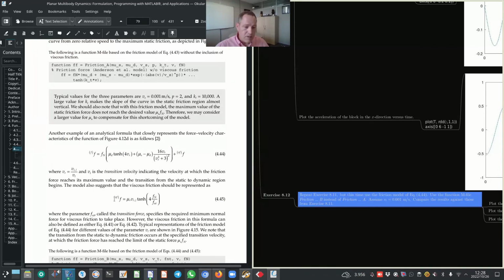And the way that it is implemented is by means of equation 445, which has another ratio of the normal force relative to F subscript NT, where the parameter FNT, called the transition force, specifies the required minimum normal force for viscous friction to take place.